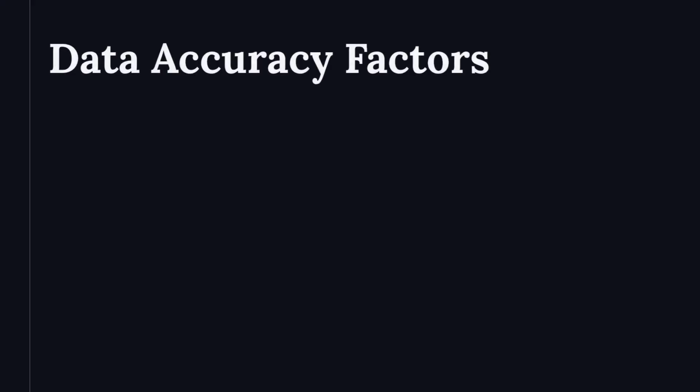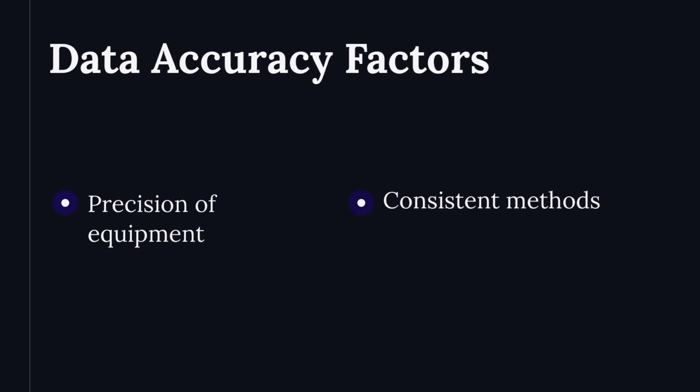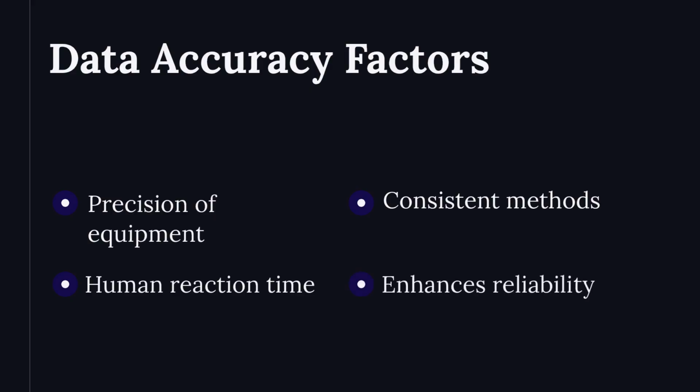Several factors influence data accuracy in experiments. Precision of equipment plays a key role. Consistent methods reduce measurement errors. Human factors like reaction time can introduce inaccuracies. Addressing these factors enhances data reliability.